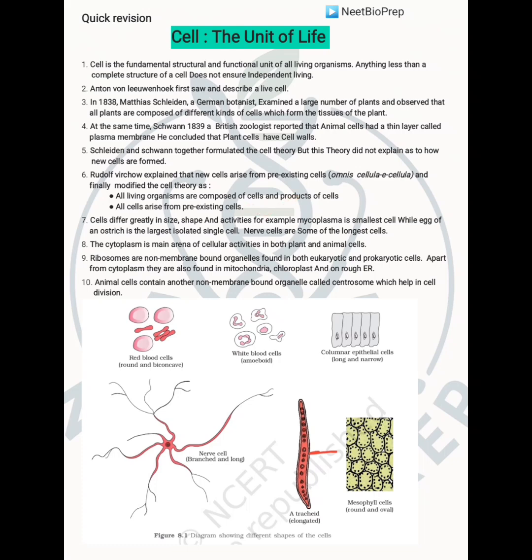Cells differ greatly in shape, size and activities. For example, mycoplasma is the smallest cell, while the egg of an ostrich is the largest isolated single cell. Nerve cells are some of the longest cells. The cytoplasm is the main area for cellular activities in both plant and animal cells. Ribosomes are non-membrane bounded organelles found in both eukaryotic and prokaryotic cells. Apart from the cytoplasm, they are also present in mitochondria, chloroplasts and on the rough endoplasmic reticulum. Animal cells contain another non-membrane bounded organelle called the centrosome, which helps in cell division.